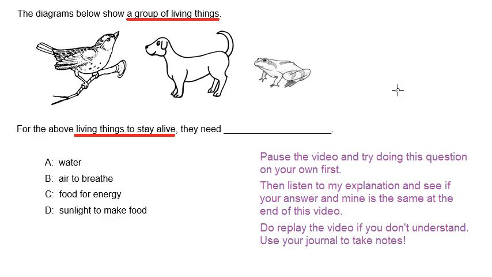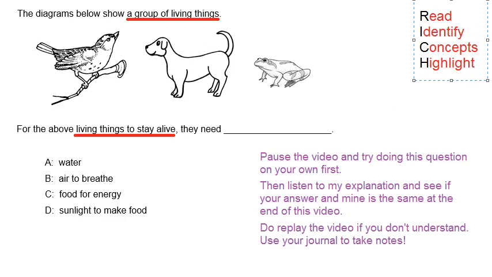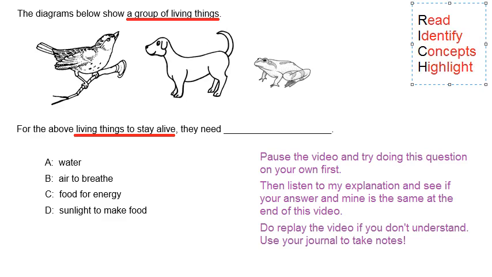The diagram below shows a group of living things. I've highlighted this for you. Remember what I taught you about how to read and understand a question. First of all, you need to read all the question, highlight, identify the concepts. In this case, we are being tested about living things and what they need to stay alive, and then highlight the necessary words so that it's easier for you to refer to when you are lost in that thinking process. You need to get back to understanding what the question wants. You can always look at the highlighted words.